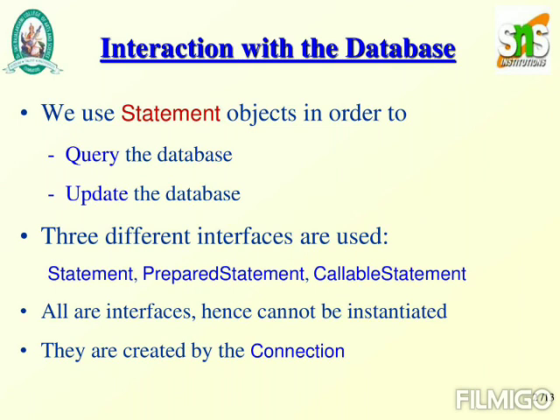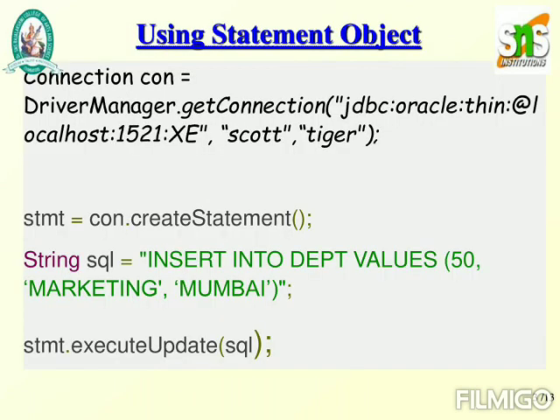There are three different types of interfaces which are used for making interactions with your database. The first one is called statement, the second one is prepared statement, and the third one is callable statement. All these statements are interfaces, hence cannot be instantiated. They are created by the connections.